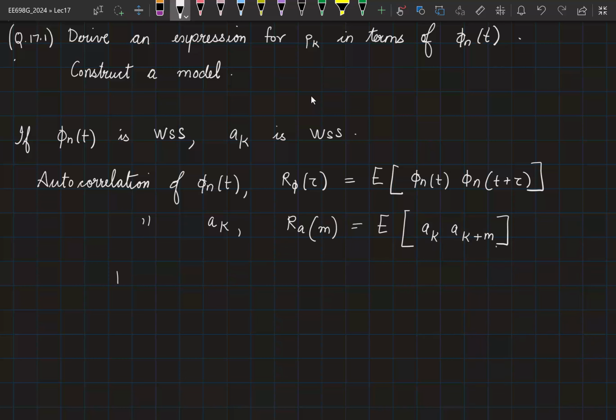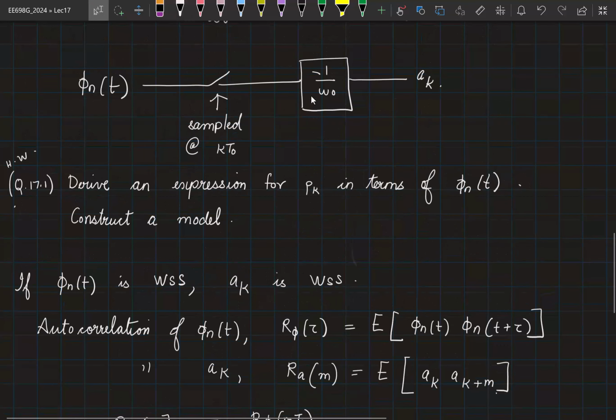So let's take RA of M. How do you think it relates to R phi? It's 1 by omega naught square. There should be a 1 by omega naught square. And what should I write on the numerator? It can't be R phi of tau. It has to be R phi of M into T naught.